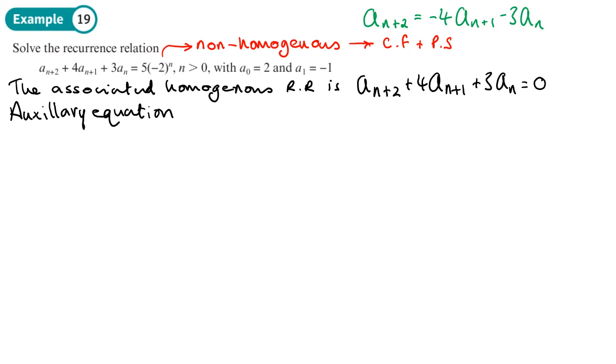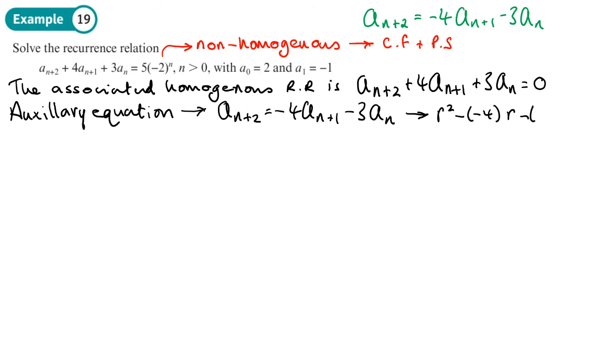Okay, so auxiliary equation. So let's do that first. So we'll start by writing an plus 2 equals negative 4an plus 1 minus 3an. So I can see my auxiliary equation is going to be r squared. A is negative 4, so minus negative 4 r. And then b is negative 3, so minus negative 3 equals 0.